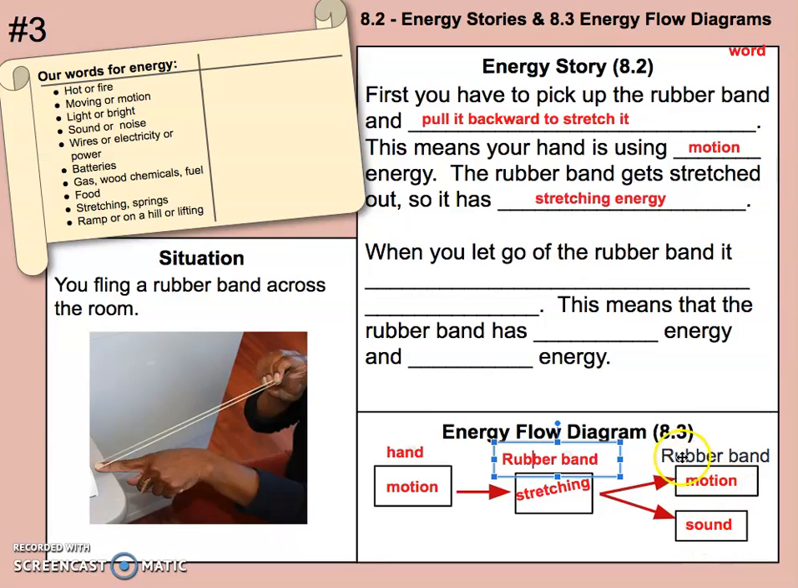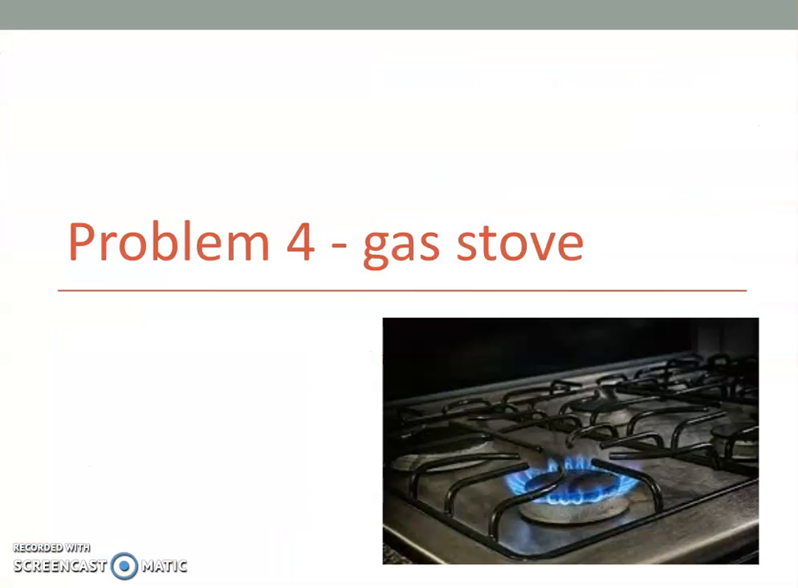You can imagine that maybe the rubber band might hit something, and then you'd have another arrow pointing to another object that gets some motion energy from the rubber band hitting it. But that's not included in this story, so we don't have to worry about that here. So then up next is problem number 4, where we have our gas stove.